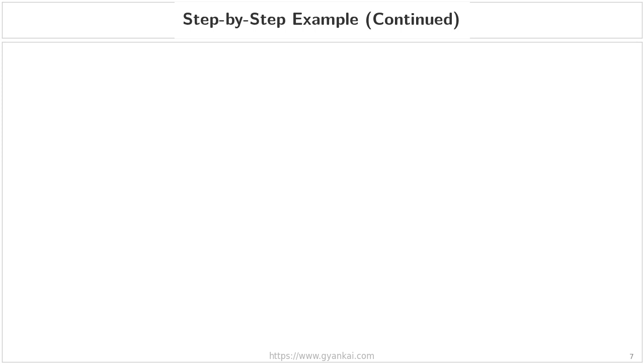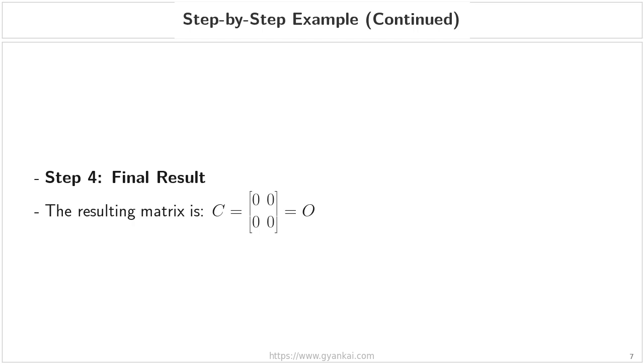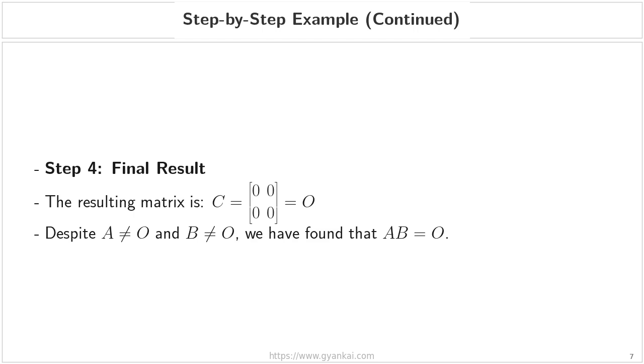Step-by-step example continued. Now that we have completed the individual calculations for each element, we move to step 4, the final result. If we assemble the values we just calculated into our resulting matrix, we can see that matrix C is a 2x2 matrix where every single element is 0. Therefore, matrix C is equal to the zero matrix, which we denote as O. This is the key takeaway from our example.